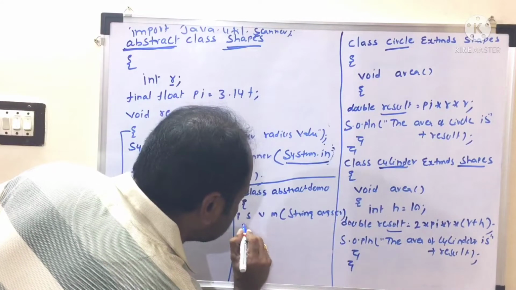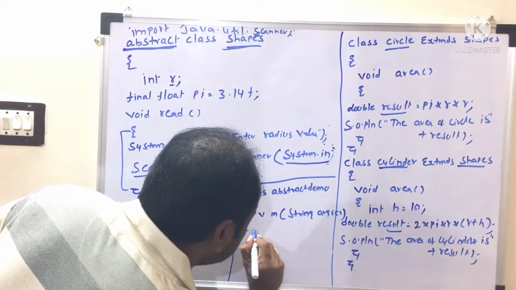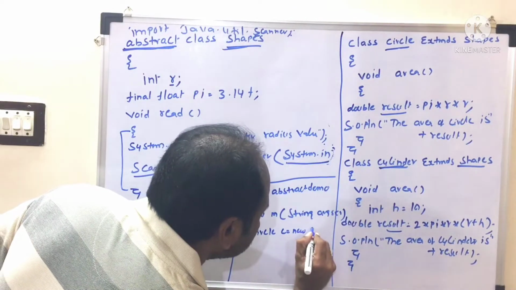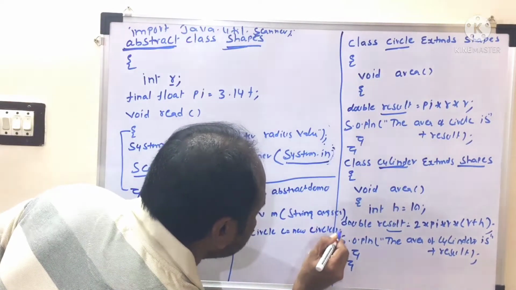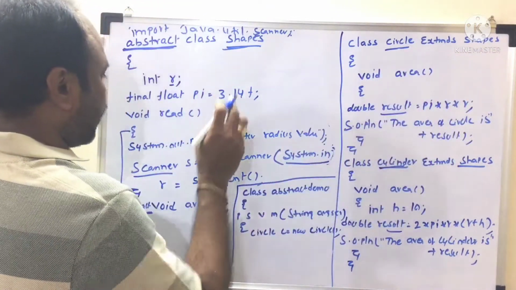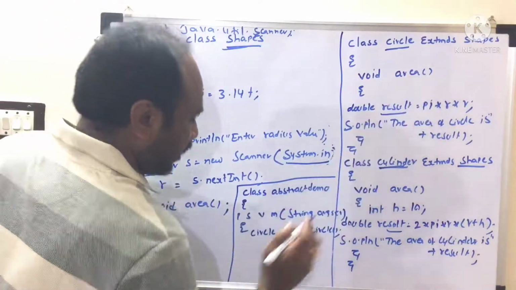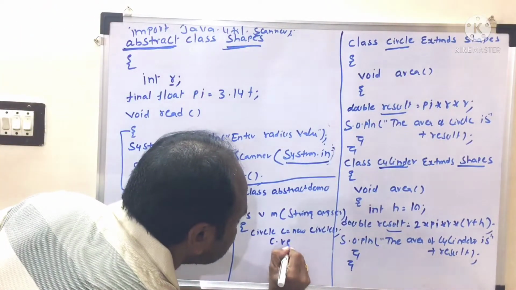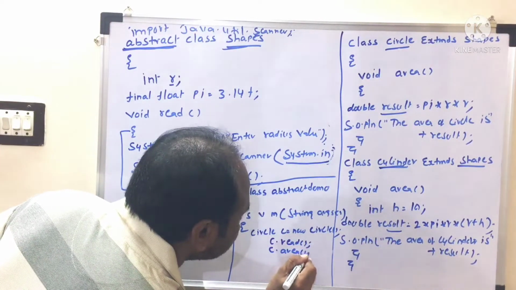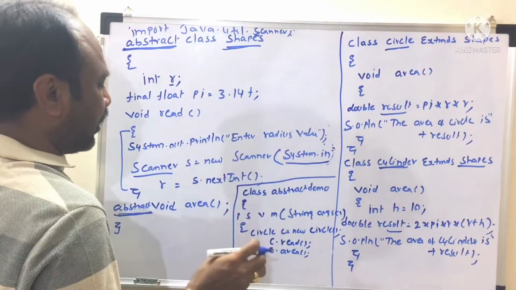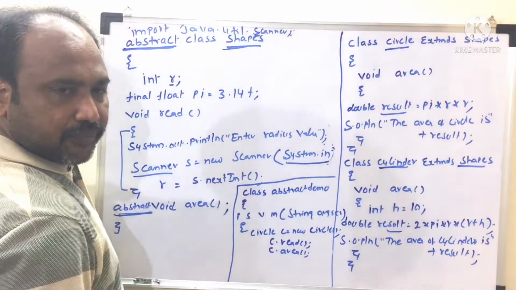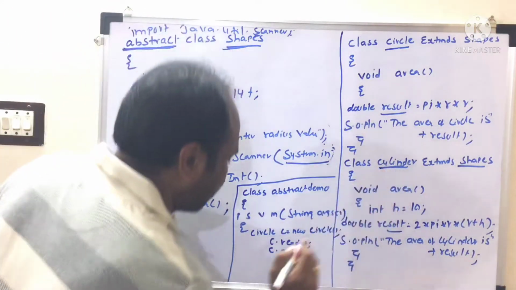Which class data do I have to access? Circle class data, so create an object. Circle c equal to new Circle. Which methods do we access? Class Circle extends Shapes. We have the read method and the area method. c dot read, c dot area. c dot read will ask you to enter the radius value. We will enter the radius, then c dot area will calculate the area.